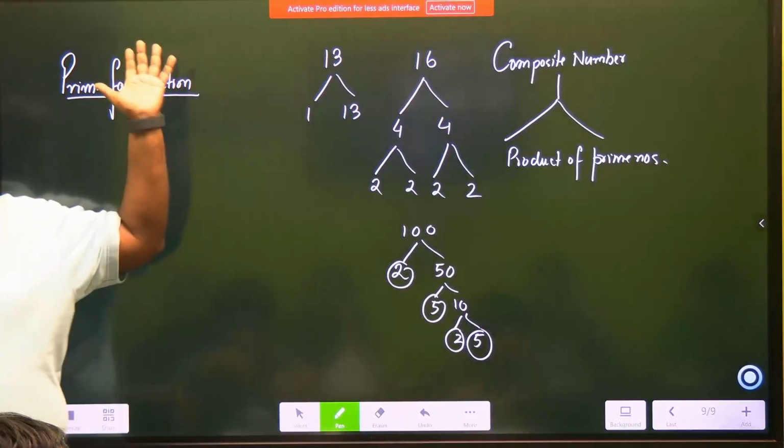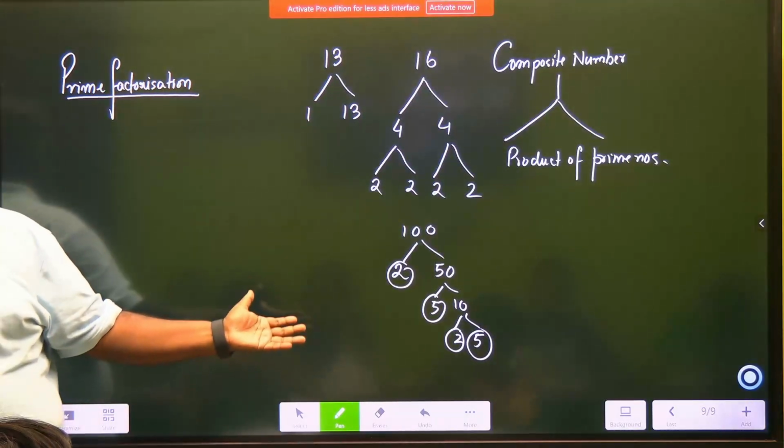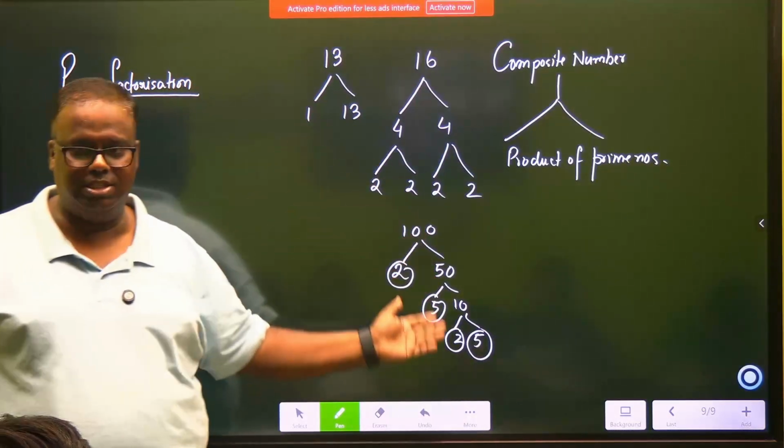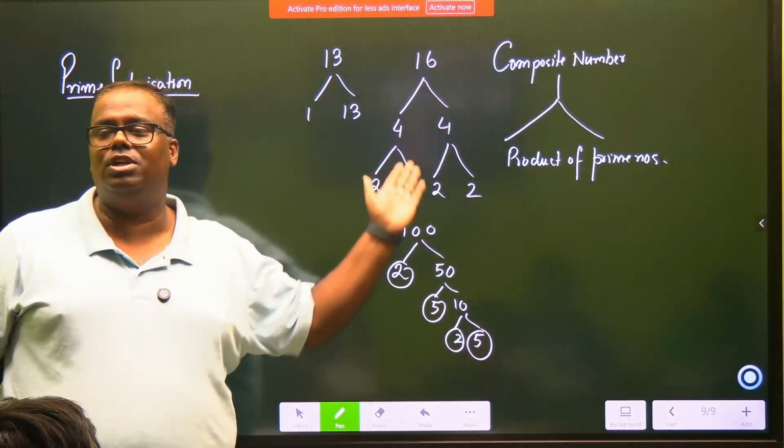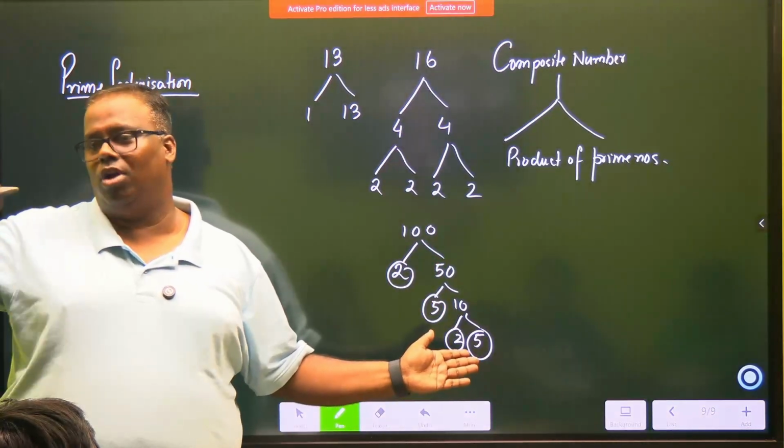When a number is expressed as a product of its primes, it is known as prime factorization. This is also prime factorization. Your school doesn't teach you this way. This is called the tree method. We learn it by the column method, है ना?